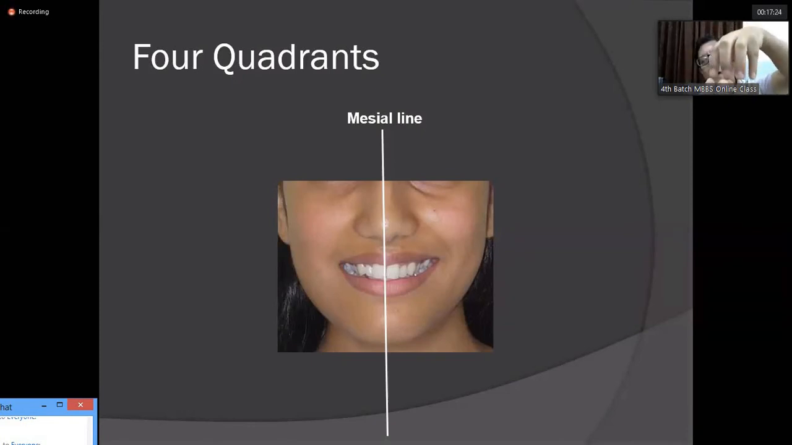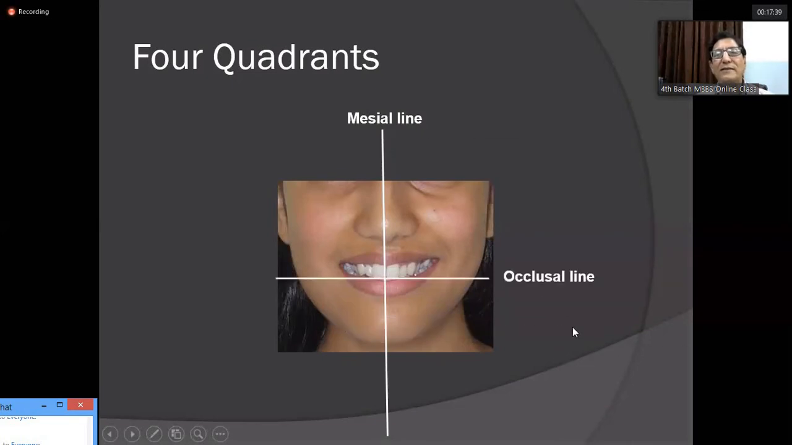You have lower teeth, you have upper teeth. When they are in contact, that is known as occlusion, and the plane corresponding to that contact is known as the occlusal plane. And the line which corresponds to that plane is known as the occlusal line. Got it? Now see, this medial line and this occlusal line together divide our oral cavity into 4 quadrants: quadrant number 1, quadrant number 2, quadrant number 3, and quadrant number 4.